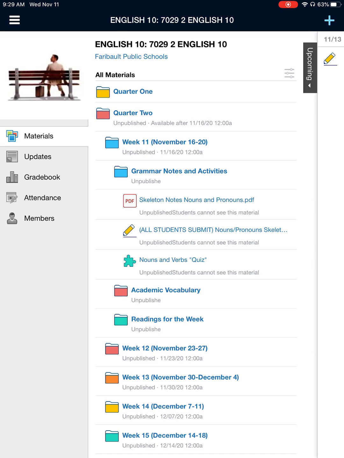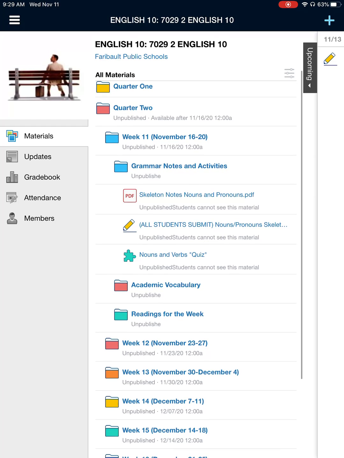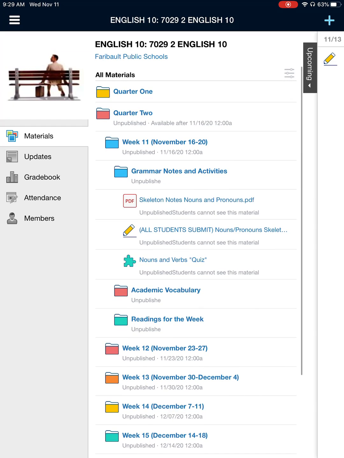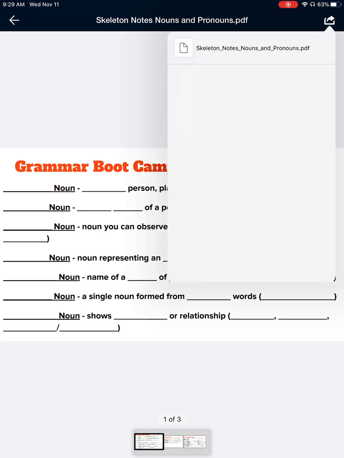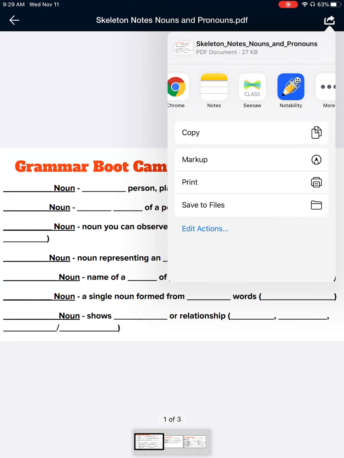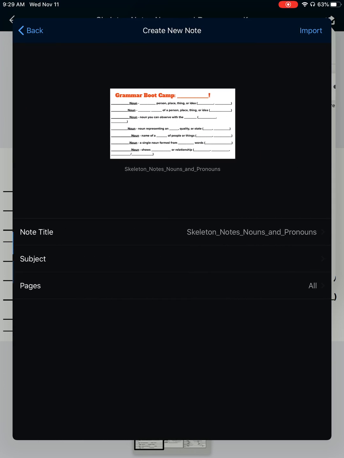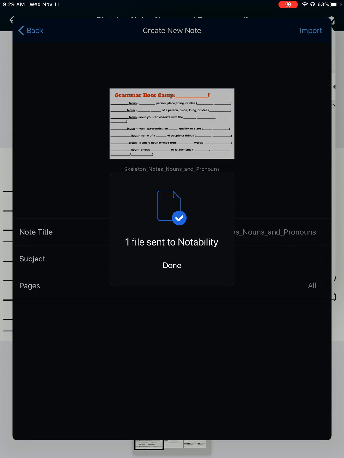Today we're going to talk about nouns and pronouns. This quarter we're really going to start hitting home on grammar, and nouns and pronouns are a big part of that. So if you go to this week's folder, you'll see that one of the folders says Grammar Notes and Activities right here. You're going to click it, and then Skeleton Notes, Nouns and Pronouns. Go ahead and export that or import it into Notability. Create a new note. You all know how to do this.